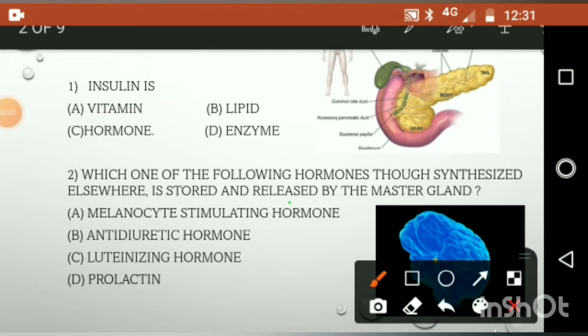So the correct answer for this question is C. Hormone. Insulin is a hormone which is released from the pancreas. Now the pancreas is called a mixed gland or a heterocrine gland because it consists of both exocrine and endocrine parts. Insulin is one of the hormones secreted by the pancreas. The other hormone secreted by the pancreas is glucagon.